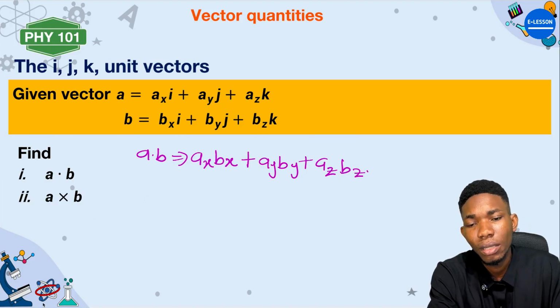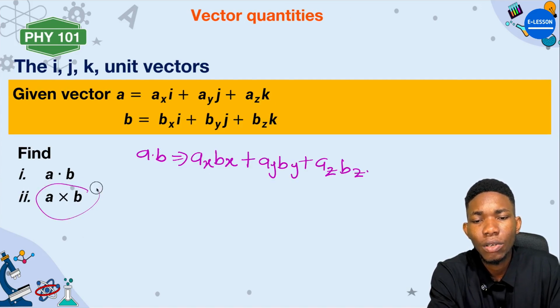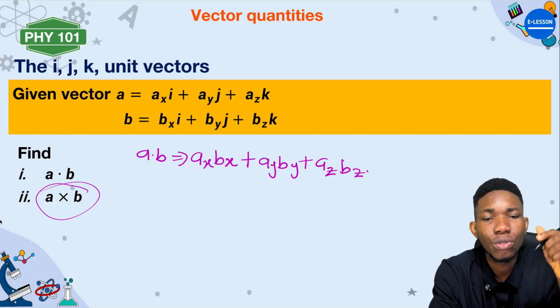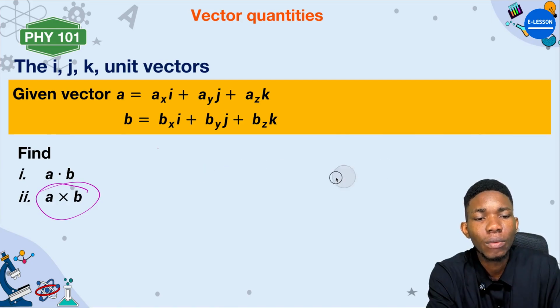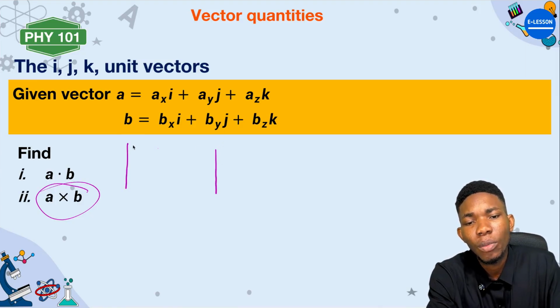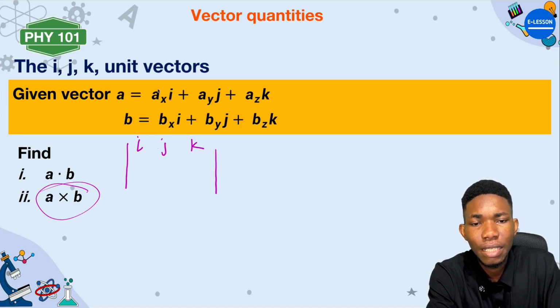Then if they say A cross B, now this one is a little bit enigmatic, a little bit tedious to do, but we are still going to do it anyway. Were you taught determinant in your secondary school? If they say find A cross B, the first thing you have to do is to rule two lines like this. Now on top of the lines, write I, J, and K. Now under, write each of these.